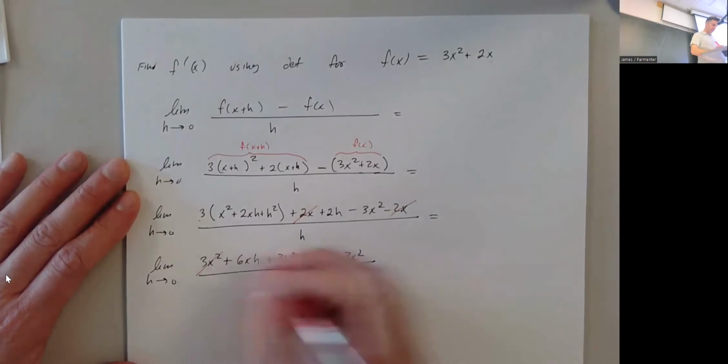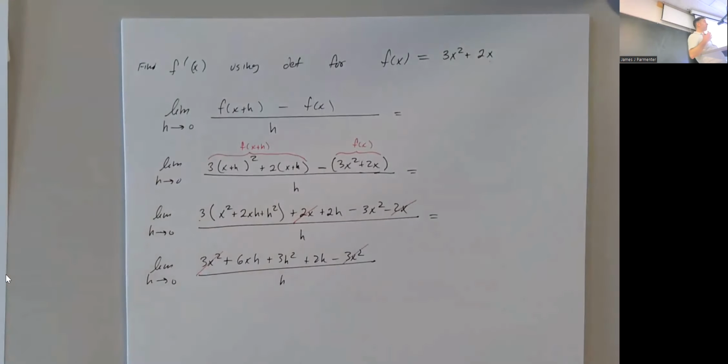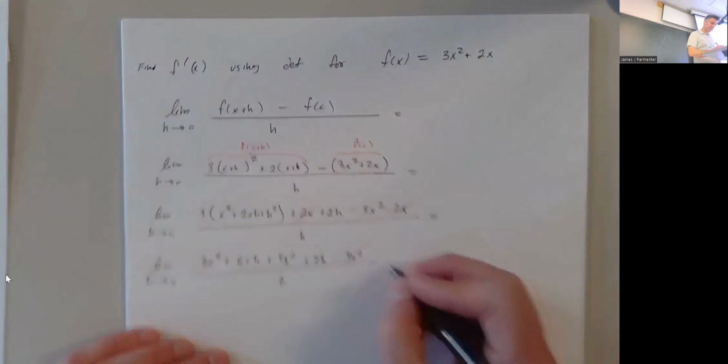The 3x squared minus 3x squared is 0. Everything left has an h in it, so we're happy. You see h's, we're happy. Happy start to the h. I like that. Just made it up right now.